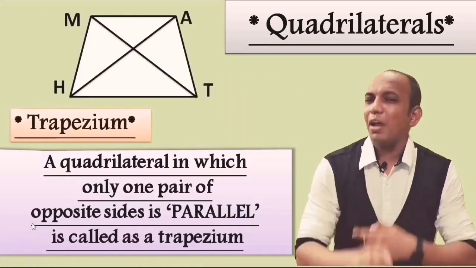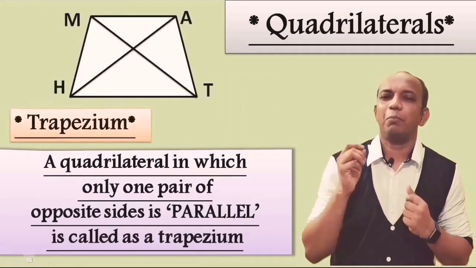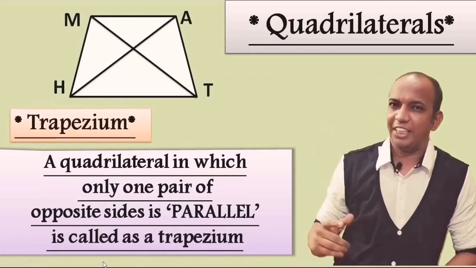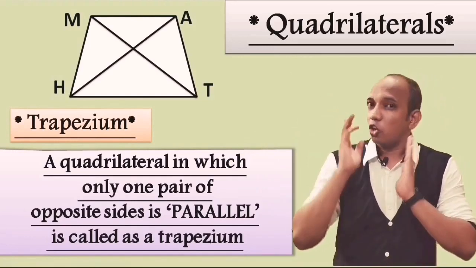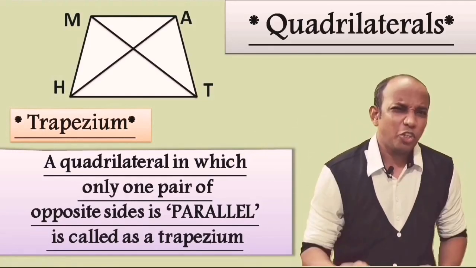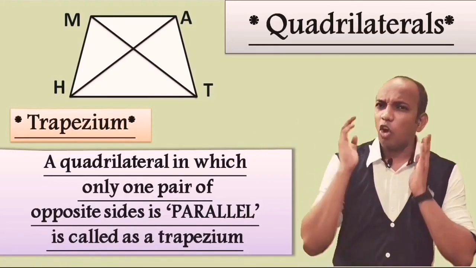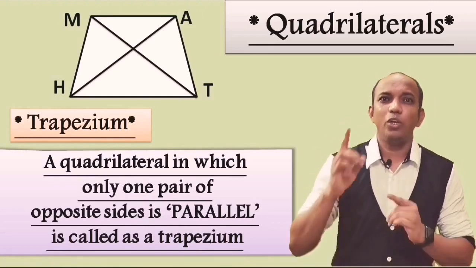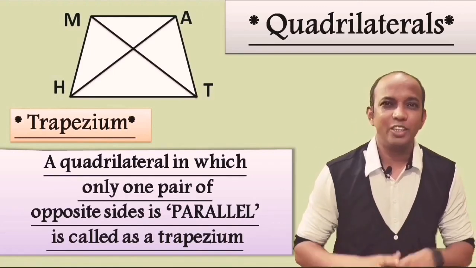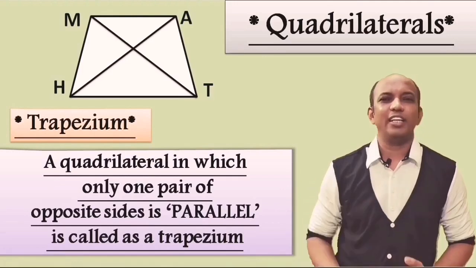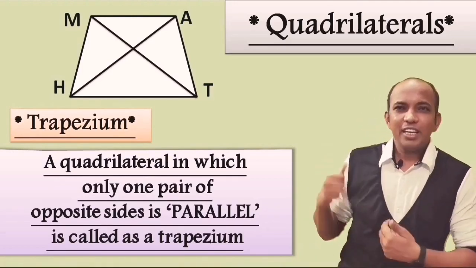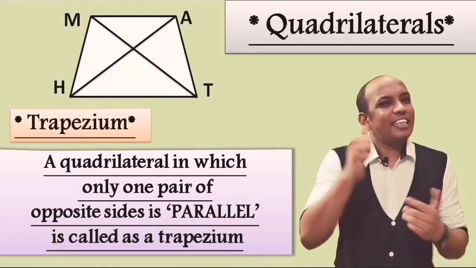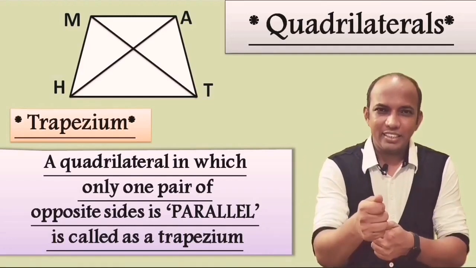Here we go with the next quadrilateral on your screen, that is trapezium. For the better understanding of the trapezium, the naming is kept same as that of parallelogram, that is M, A, T and then H in a clockwise direction. The definition of the trapezium says that a quadrilateral in which only one pair of opposite sides is parallel is called a trapezium, or also called a trapezoid. Over here in the diagram, MA and TH are the parallel sides.